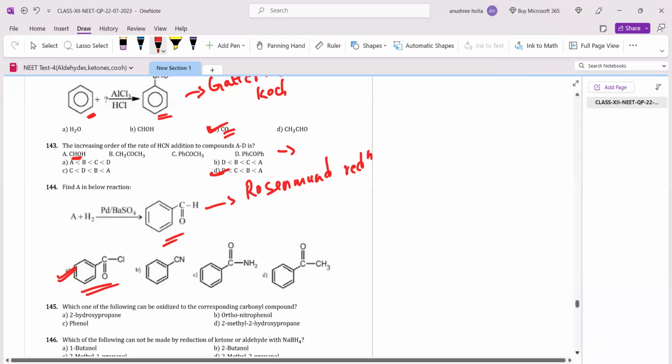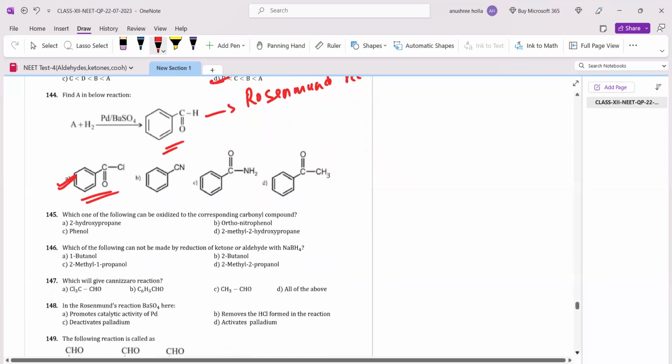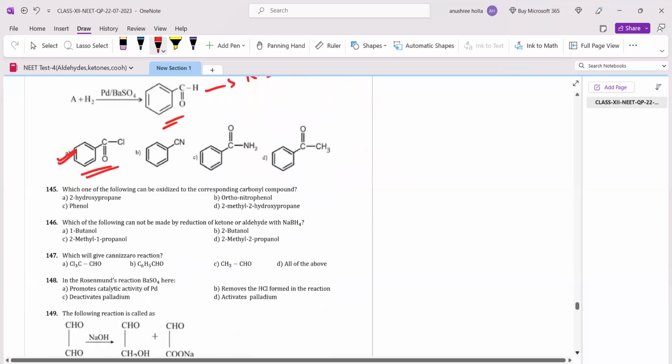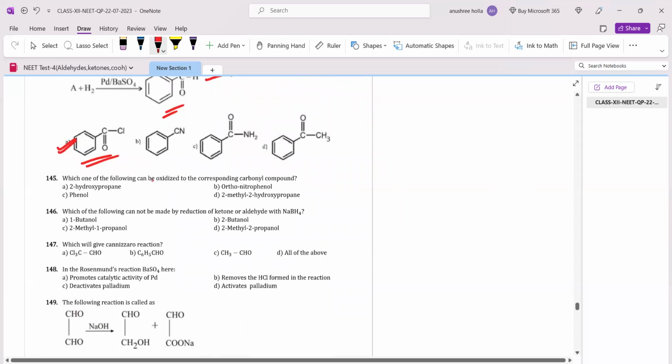Coming to 145th. Which one of the following can be oxidized to the corresponding carbonyl compound? Okay, so what do we have? We have phenol. The oxidation of phenol is not very easy, so let us not consider this as of now. And next, again, orthonitrophenol, it is also not easy. 2-hydroxypropane, can we do this?